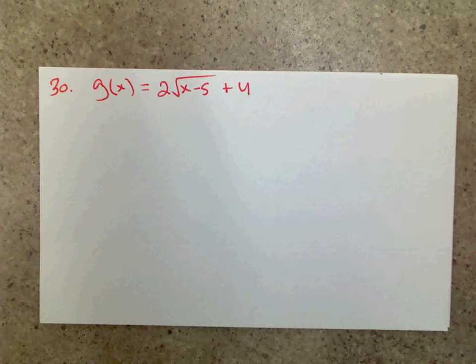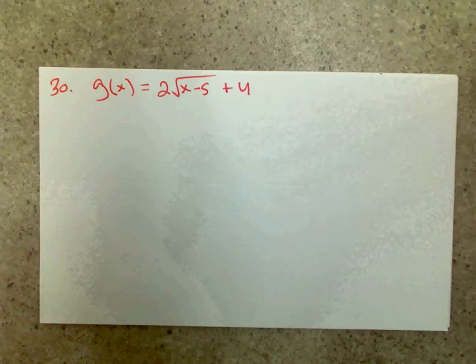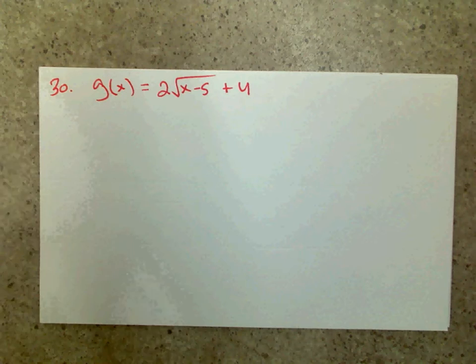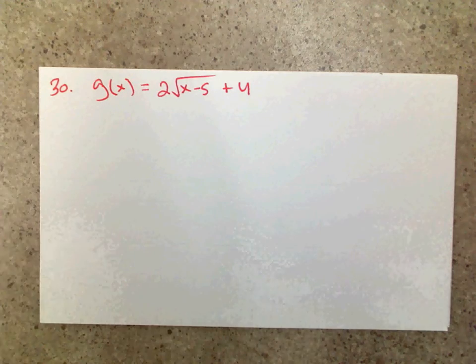Okay, on 30 through 33, we're looking at inverses. Inverses are where you switch the x variable with the y variable. The idea is that you're undoing all of the inputs in the previous equation. So instead of having a plus 4, we would have a minus 4. Instead of having a times 2, we would have a divide by 2, etc.